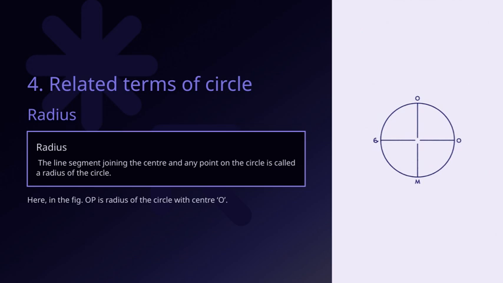Remember, no matter which point on the circle you choose, the radius remains the same length. This consistency is what makes the radius such an important term in circle geometry.